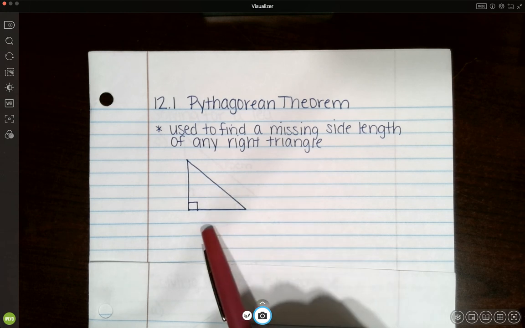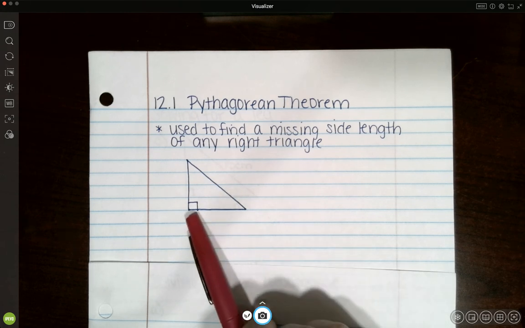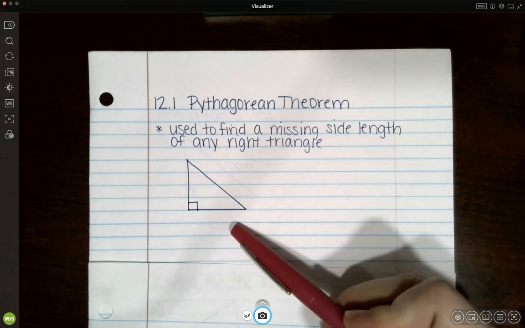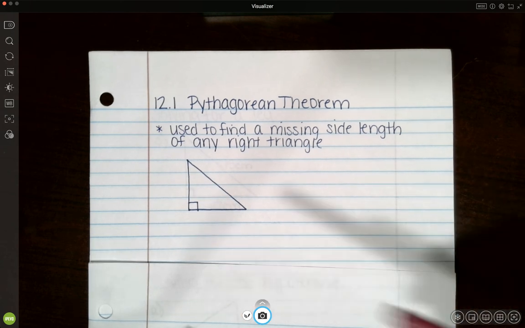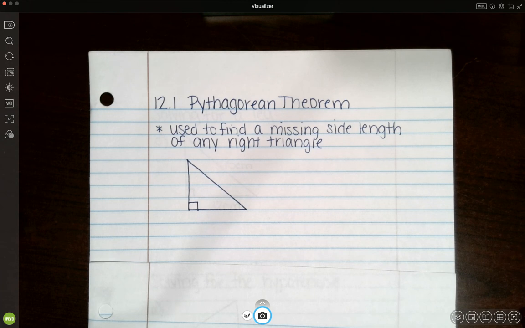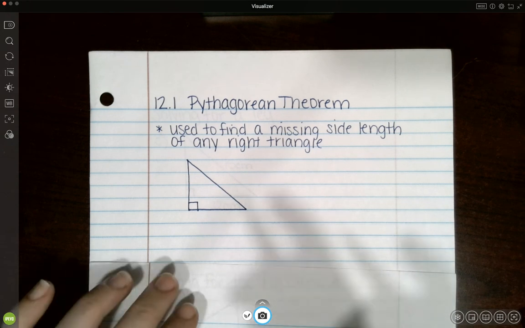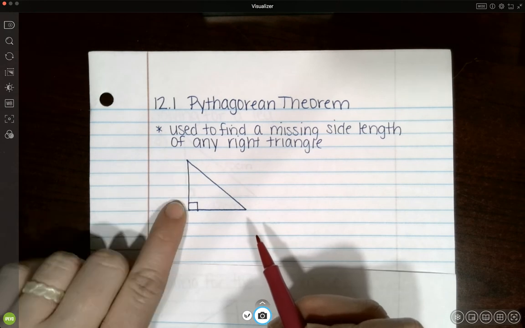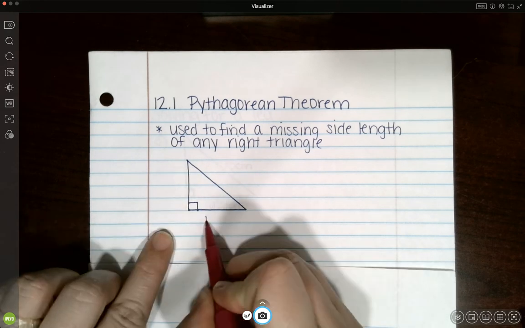So remember, a right triangle has a right angle, and a triangle has three sides. As long as the shape makes a triangle that has a right angle, you're good to go. All right, so a couple things that we need to know about this right triangle are its names and its terms. So the first thing we have to know is the two lines that make this right angle are called legs.